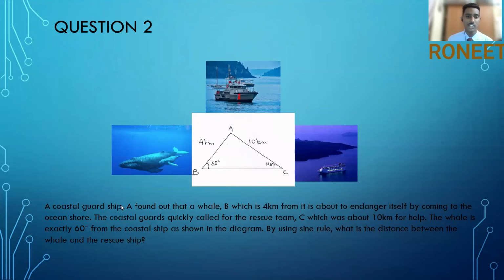A coastal guard ship at A found out that a whale at B, which is 4 kilometers from it, is about to endanger itself by coming to the ocean shore. The coastal guard quickly called for the rescue team, which is at C, 10 kilometers away, for help. The whale is exactly 60 degrees from the coastal ship as shown in the diagram. By using sine rule, what is the distance between the whale and the rescue ship?